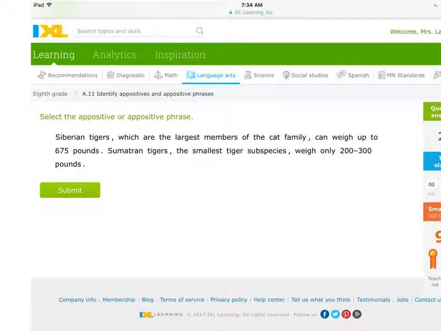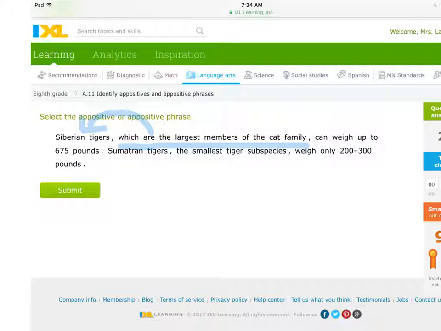Siberian tigers, which are the largest members of the cat family, can weigh up to 675 pounds. Sumatran tigers, the smallest tiger subspecies, weigh only 200 to 300 pounds. This is actually a really tricky one, and I'm going to show you why. It's easy to make this mistake. We see Siberian tigers, that's a noun, and then we see which are the largest members of the cat family. Like, oh, well that describes Siberian tigers, right? It must be an appositive, but it's not.